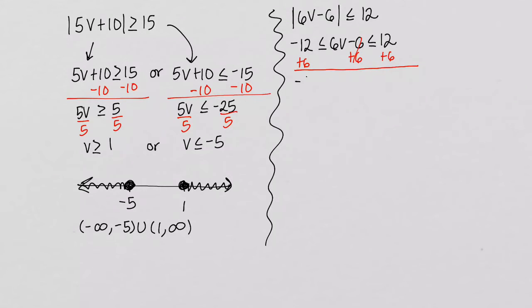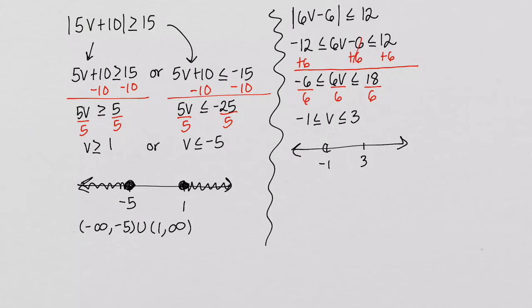So negative 12 plus 6 will be negative 6, less than or equal to 6v, less than or equal to 18. Now my issue is with this 6 on the v, because I want it to just be a v by itself. So I'm going to divide everything by 6. I get negative 1 less than or equal to v, less than or equal to 3. Negative 1, 3, closed circles because there are underlines. And our interval notation answer is negative 1 to 3.